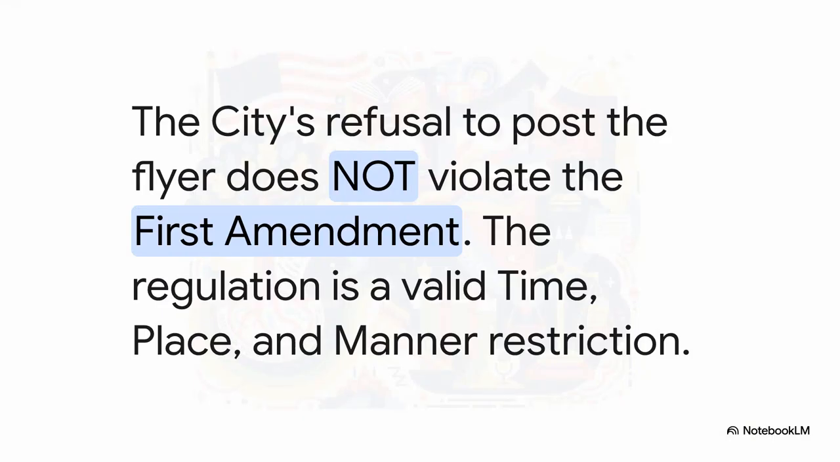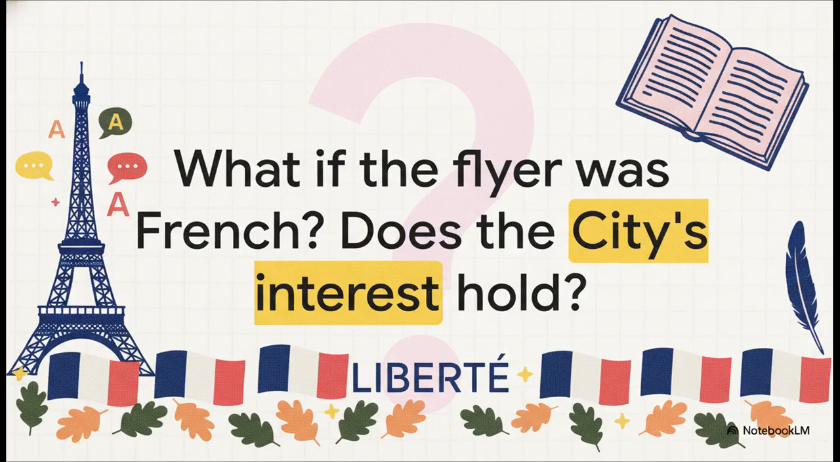So the bottom line is this. The city's refusal to post that flyer does not violate the First Amendment. The bilingual requirement is a totally valid time, place, and manner regulation. Why? Because it's neutral, it serves a significant government interest, it's narrowly tailored, and it leaves open plenty of other ways for the AAO to get their message out. And that just about wraps it up.